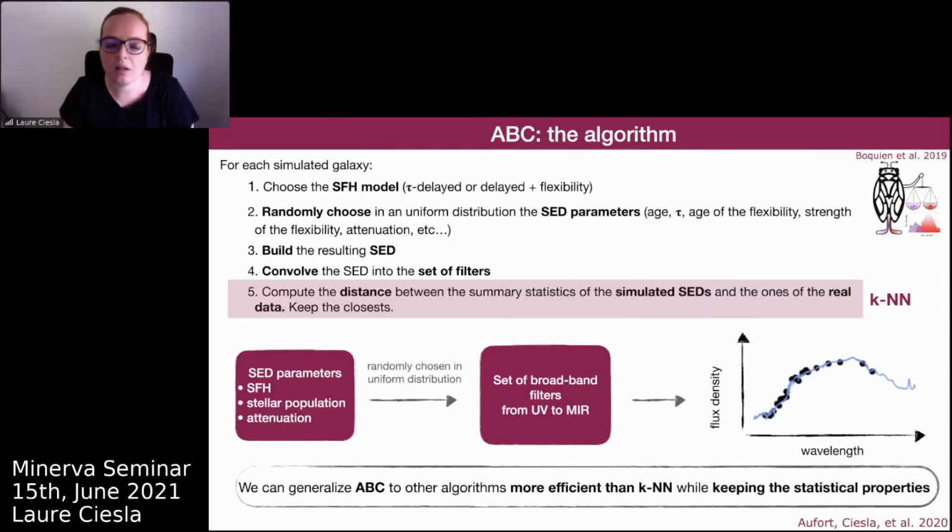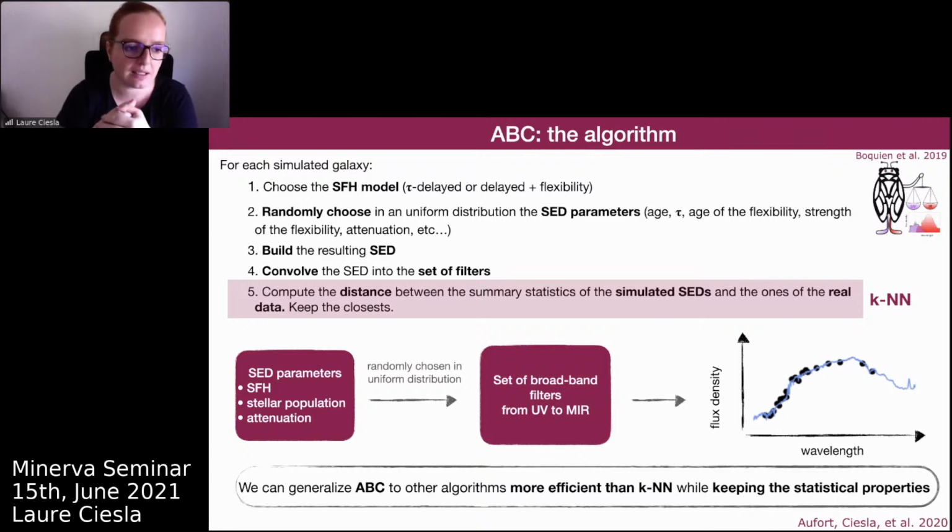So basically what we do is, for each simulated galaxy, we choose the SFH model, the tau delayed or the tau delayed plus the flexibility. And then in a uniform distribution of all SED parameters, which are the age of the galaxy, the tau for the tau delayed main population, the age of the flexibility, the strength of the flexibility, you have also the attenuation, the infrared properties, etc. You randomly choose different SEDs to build your sample of simulated galaxies.